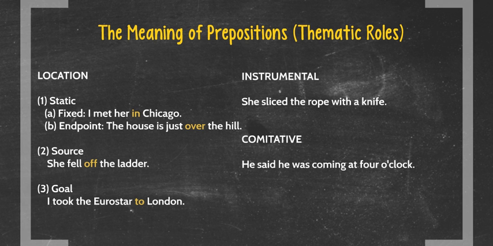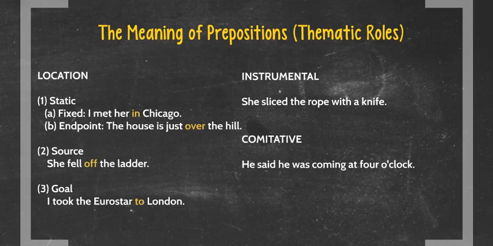The two other meanings deal with what's referred to as instrumental. She sliced the rope with a knife. What did she use to slice the rope? A knife, or with a knife. So it's like showing that this instrument had something to do with this action, and it doesn't just have to be, in most cases, some sort of inanimate object.